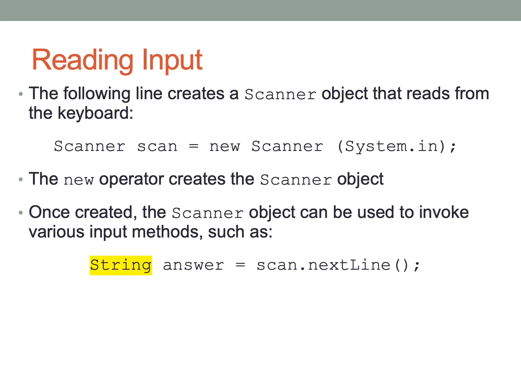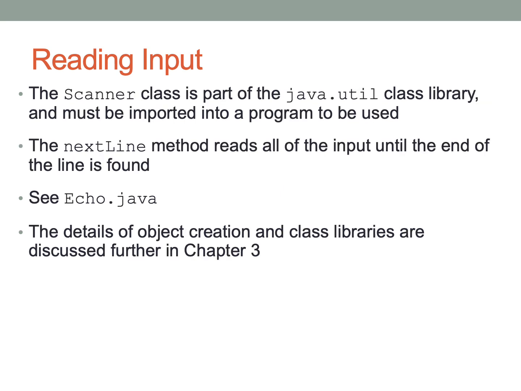What data type do you think the variable answer is? If we check the API of nextLine within the Scanner class, it states that the method will return a String value. So, variable answer should be of type String. The Scanner class is part of the java.util class library and must be imported into a program to be used.